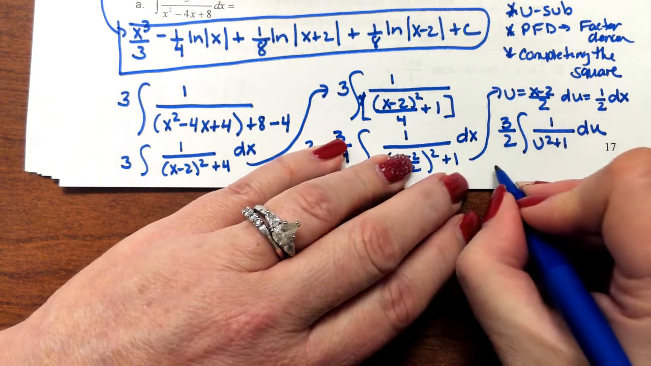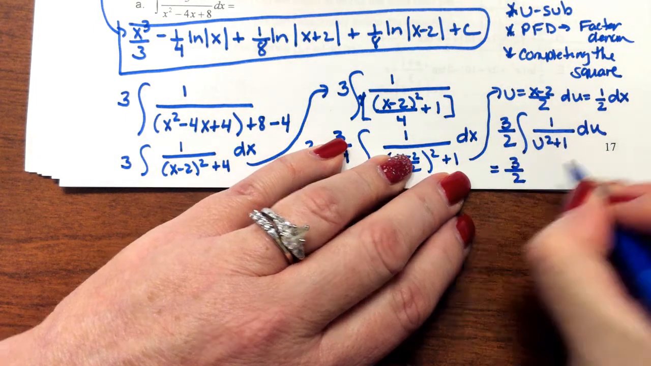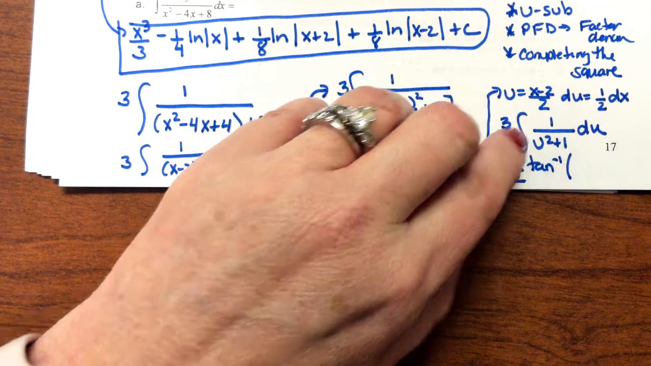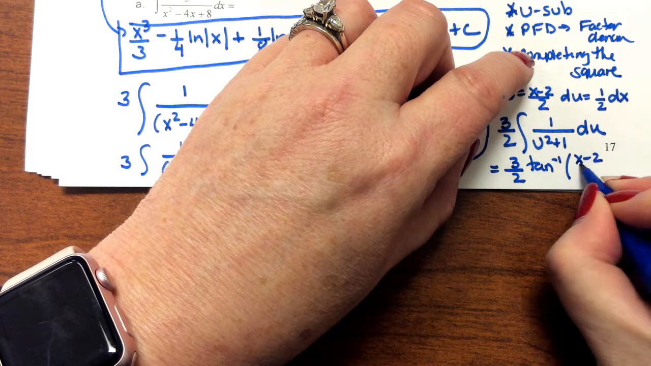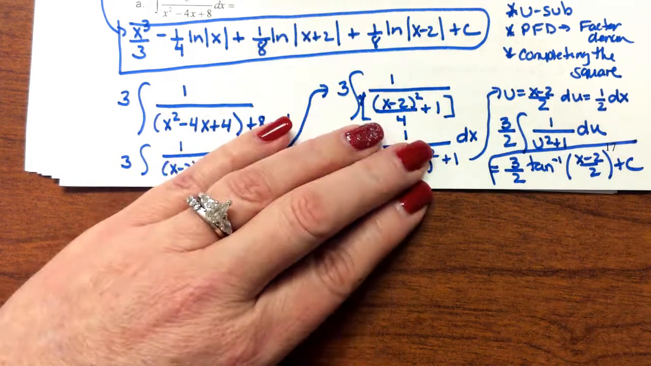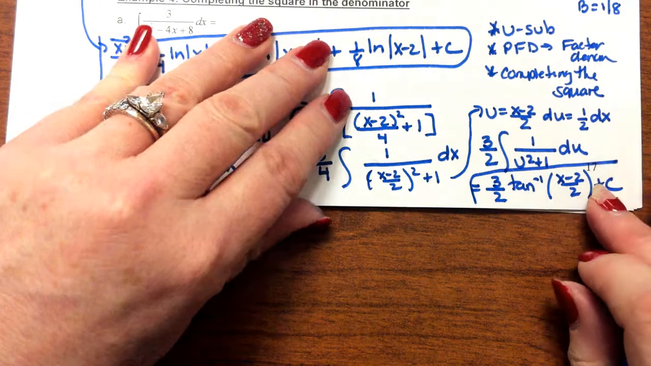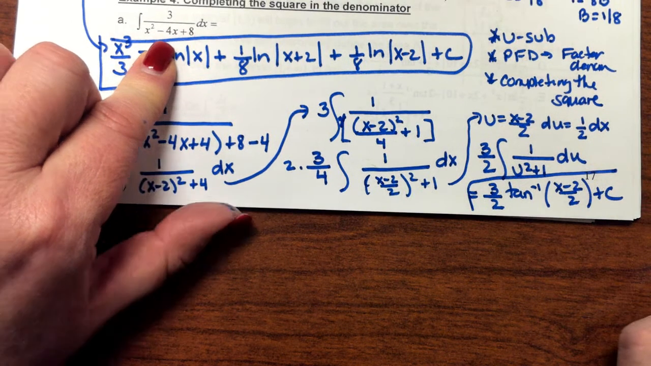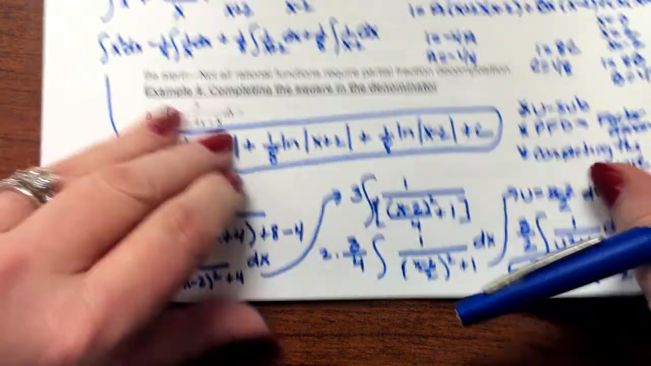Now I can finish my integration. So 3/2. This is my inverse tangent. Take out the u and replace it with the x minus 2 over 2 plus c. So if you can't factor the denominator and a u sub doesn't work, that's when you're going to be looking at your completing the square.